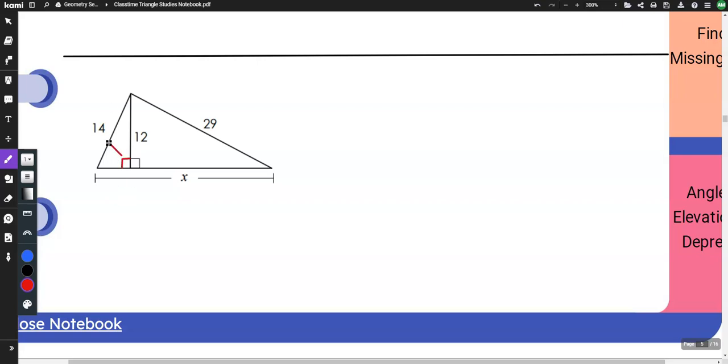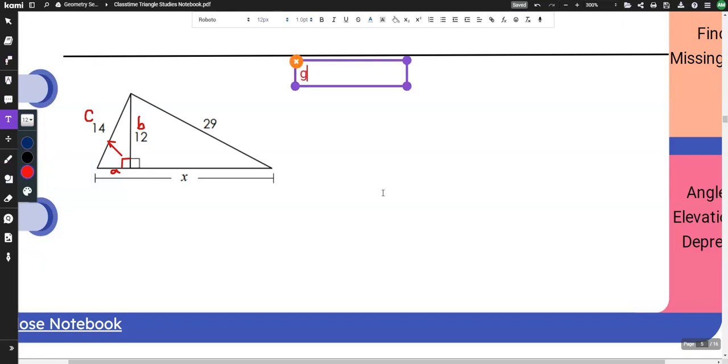So on this first small triangle, we have our hypotenuse. I'm going to label that C. And my other 2 sides are A and B. So for the first triangle, our givens are A is unknown, I'm just going to put X. And B is going to be 12. And C is going to be 14.